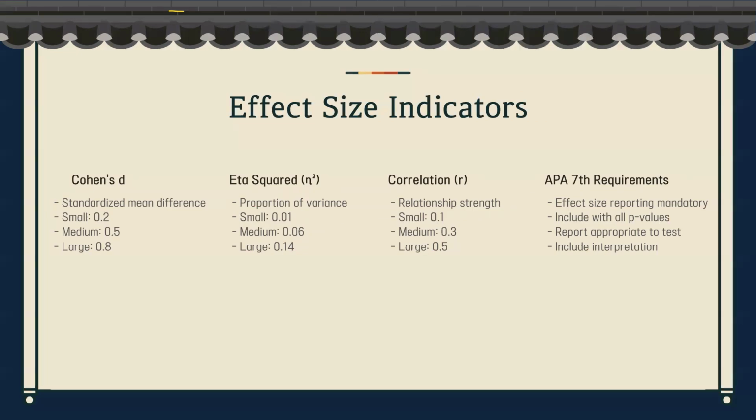Here are the main effect size indicators. Cohen's d is for mean differences. 0.5 is medium. Eta squared is the proportion of variance explained. Correlation shows the relationship strength. 0.3 is medium. According to APA 7 standards, effect size reporting is mandatory.